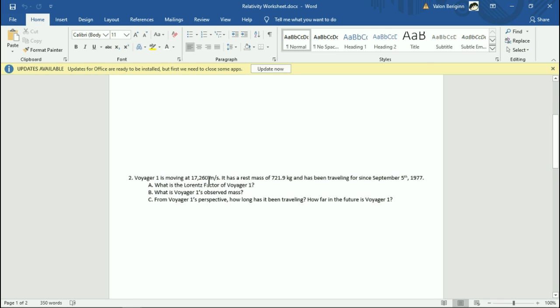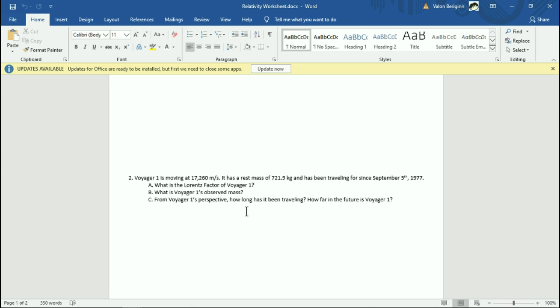Second question: we have Voyager 1 moving at this speed, with its rest mass, as well as how long it has been traveling since then. So what is the Lorentz factor? Again, the Lorentz factor is just gotten from this here. Again, observed mass is also using that Lorentz factor times this. Now, from Voyager 1's perspective, how long has it been traveling, and how far in the future is it?